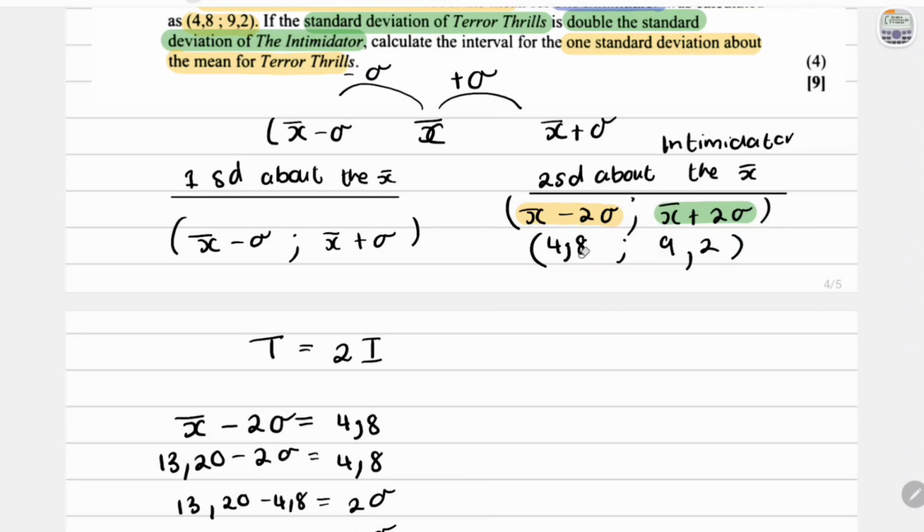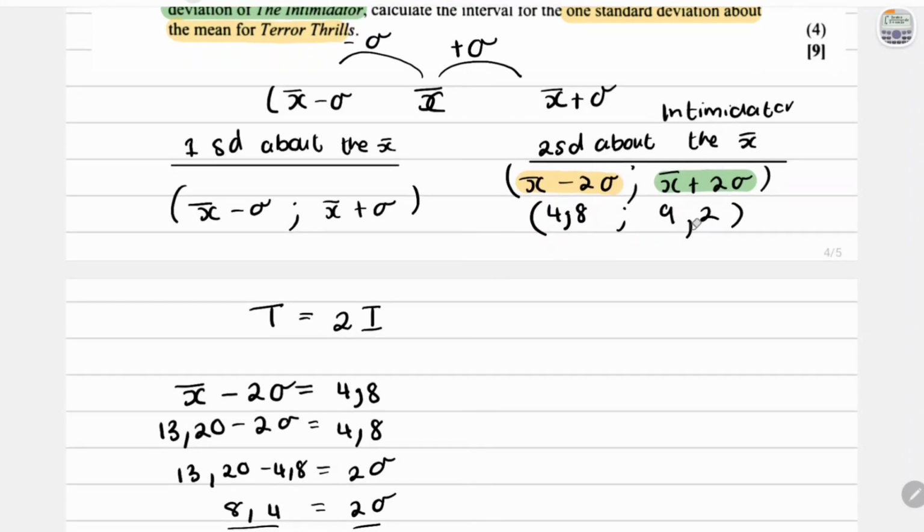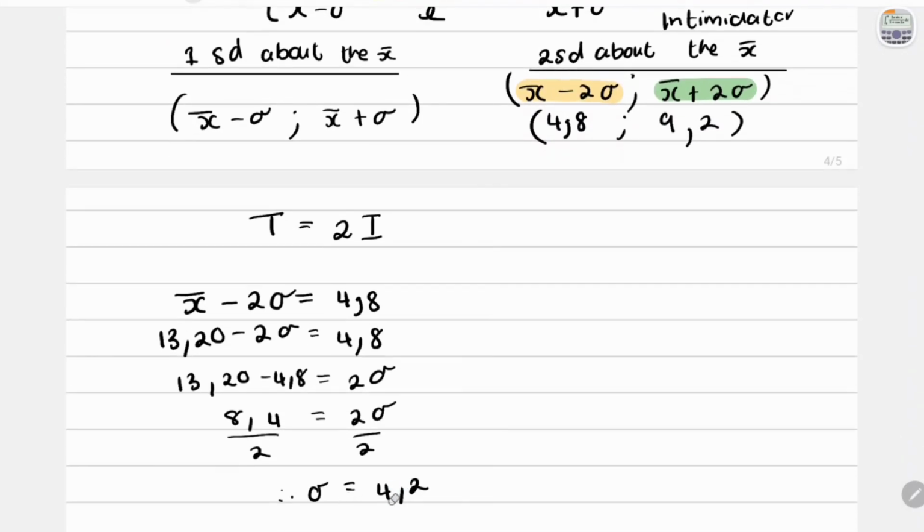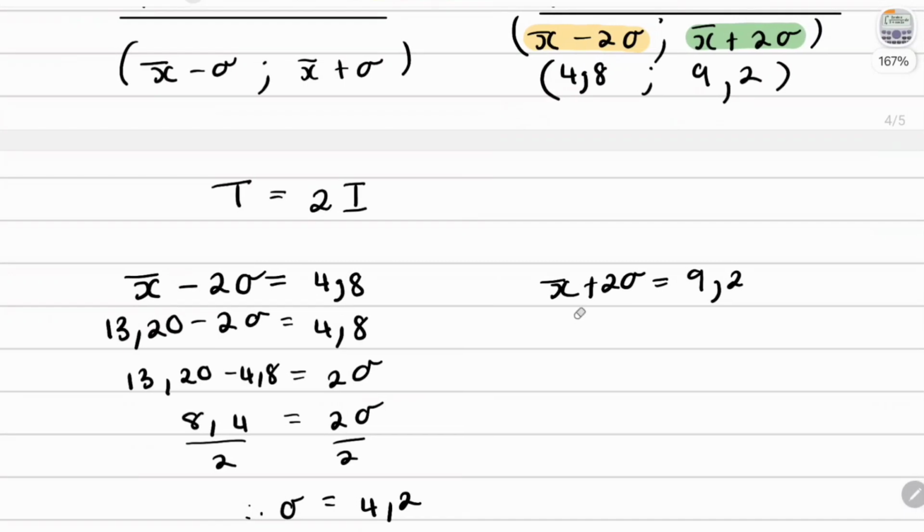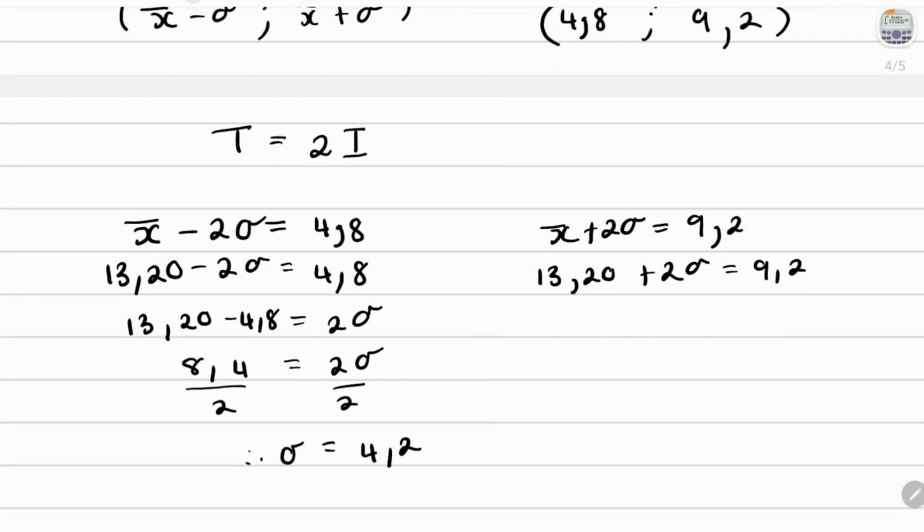Since we have both the intervals, we have both values, I'm going to do the same thing for the other one. If this is really the standard deviation, it should also work out here as well. So if I say the mean plus 2 standard deviations is equal to this number, 9.2, I should end up with that same standard deviation value. So let's go ahead and do that. The mean, again, is still 13.20, and we're saying plus 2 standard deviations is equal to 9.2.